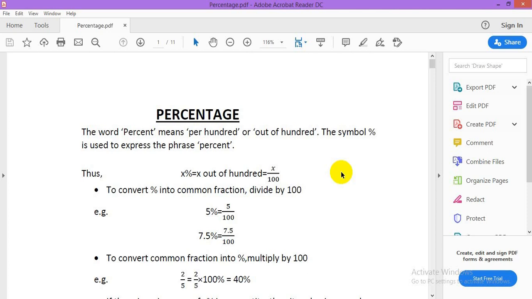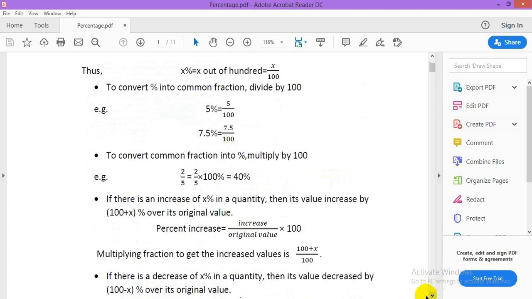To convert percentage into a common fraction, we usually divide it by 100. Example: 5% equals 5 by 100 equals 1 by 20; 7.5% equals 7.5 by 100. To convert a common fraction into percentage, multiply by 100. Example: 2 by 5 is equal to 2 by 5 into 100, which is equal to 40%.